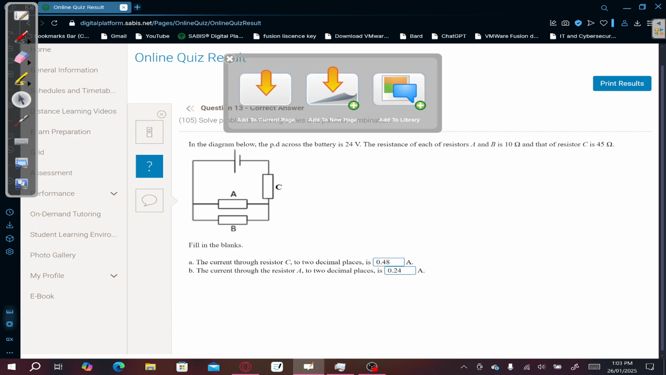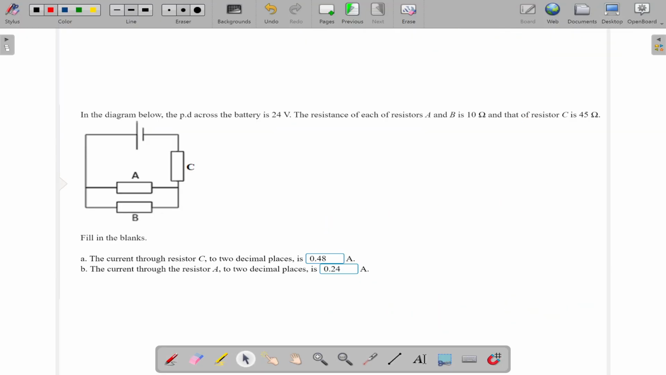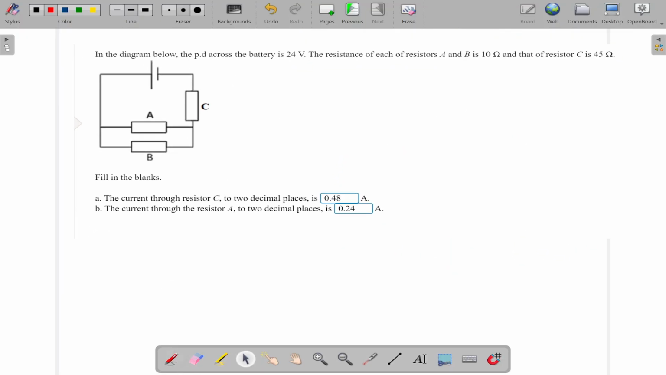In the diagram below, the PD across the battery is 24 volts. So we're just going to write down everything we have: 24, 10 ohms here and 10 ohms here, and here is 45 ohms. The current through resistor C to two decimal places: V equals IR, VT equals IT times RT.